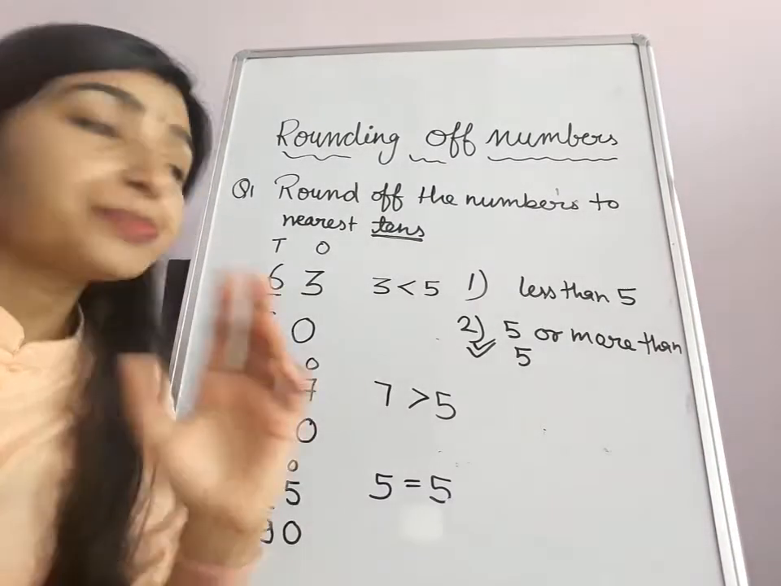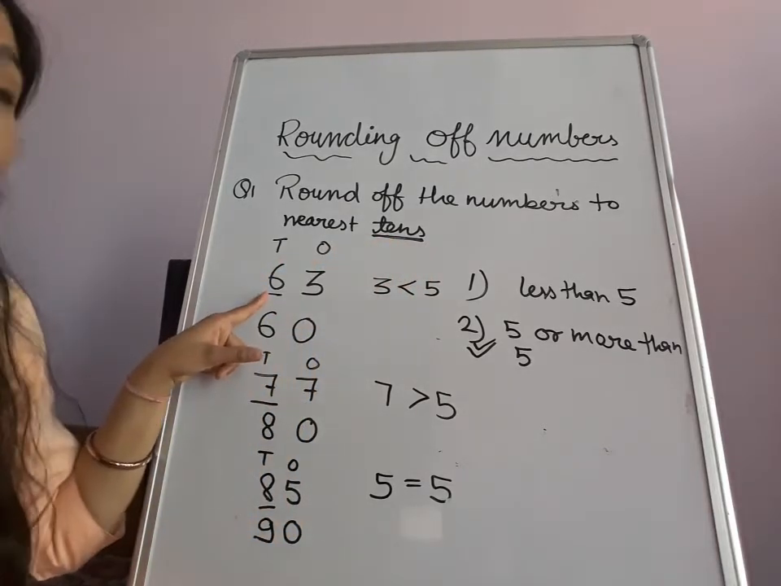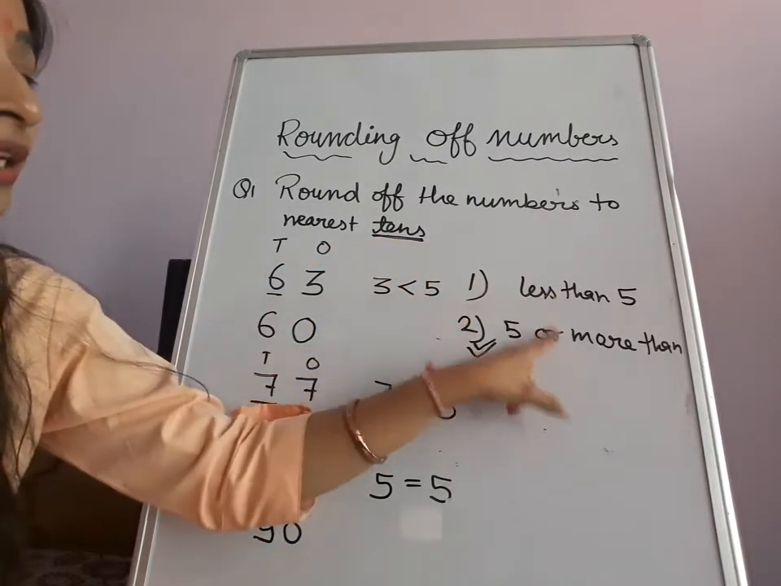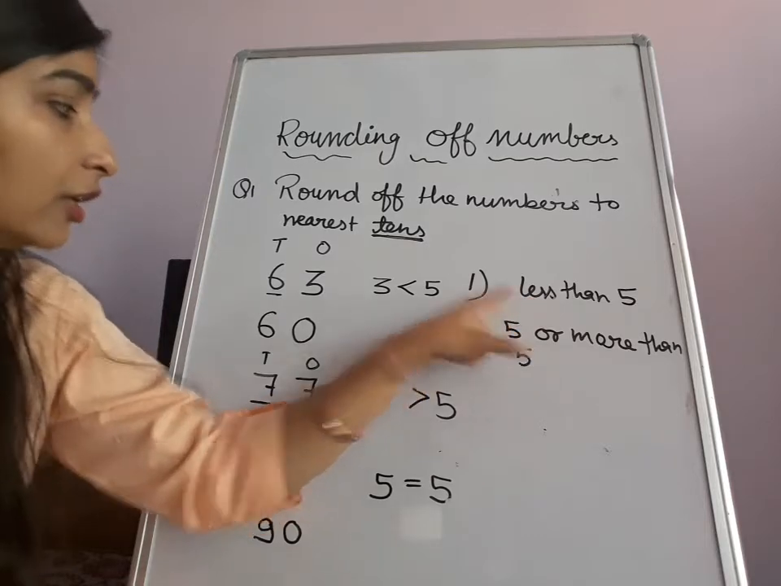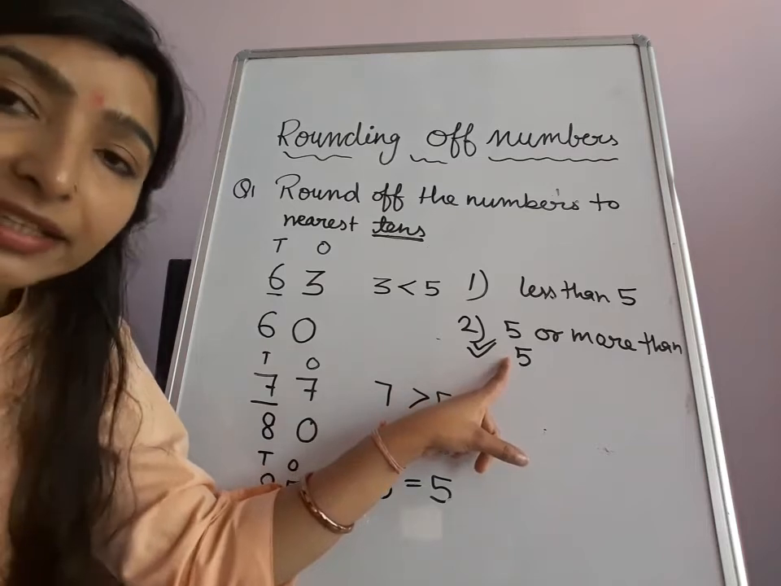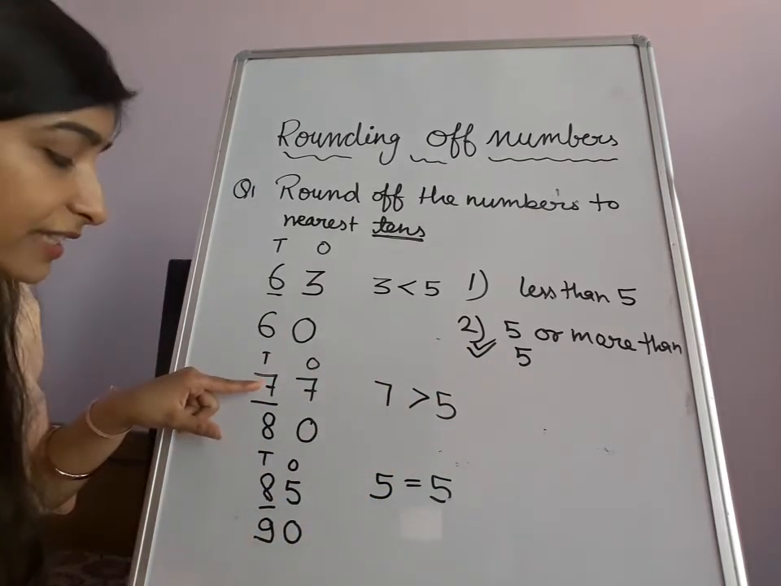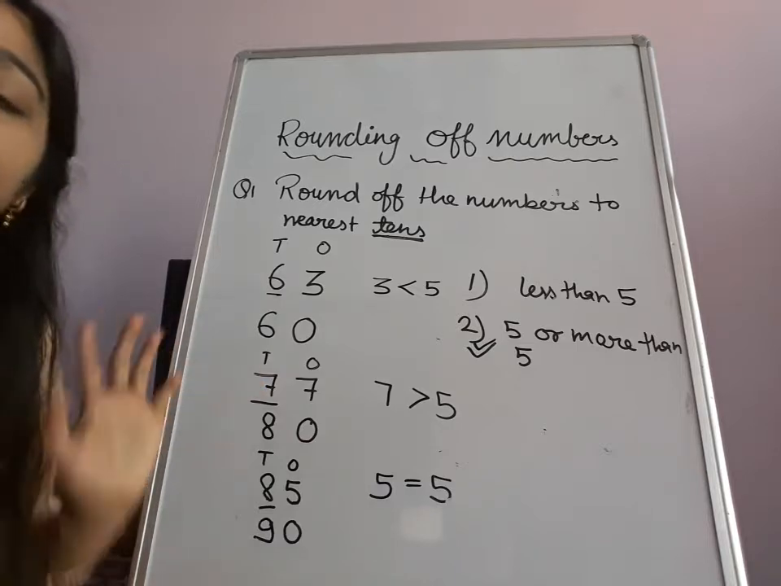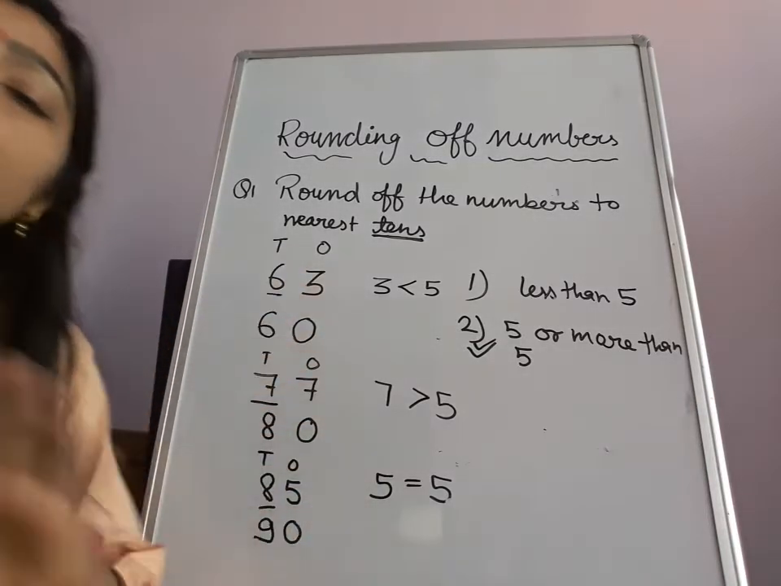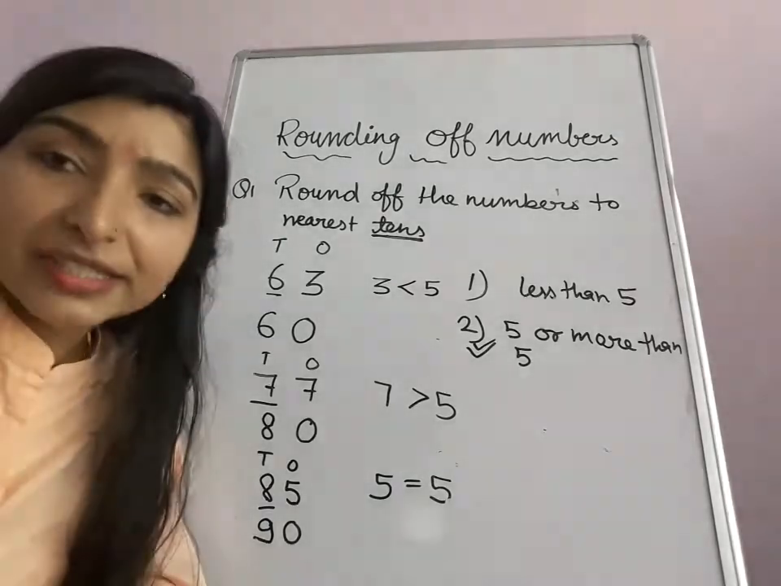So when you have to round off to the nearest tens, underline the tens place. Then you will write these two conditions. If the first condition is there, the tens place remains the same. And if there is the second condition, then write the successor of the tens place. Whatever the number is, just add 1 to that number. And the ones place always becomes 0. Okay, so I hope this is clear.